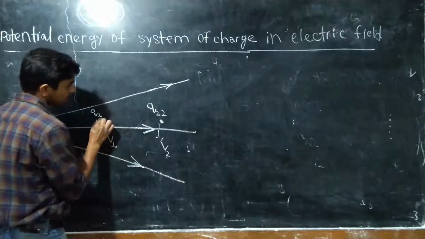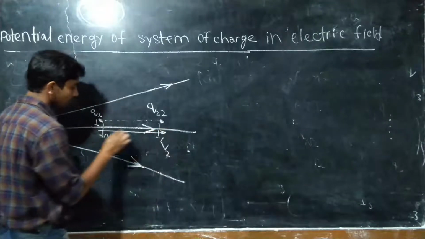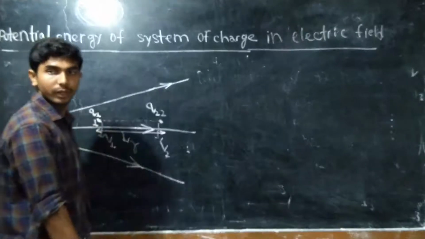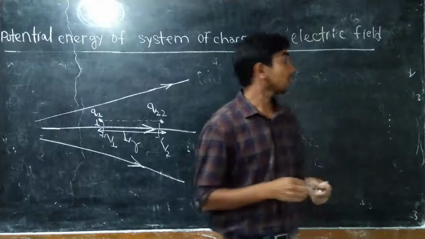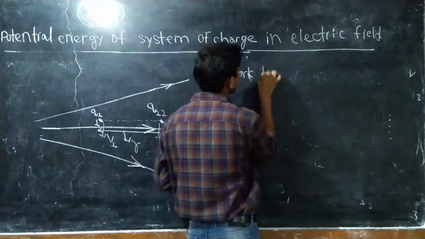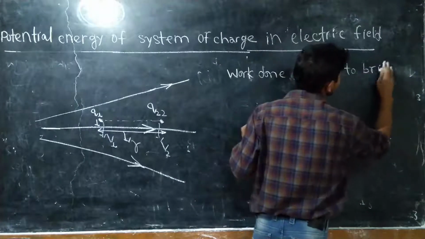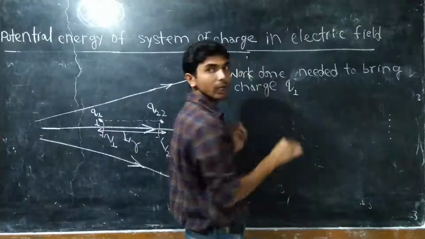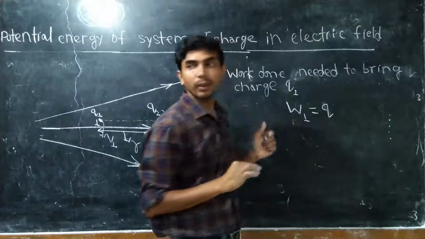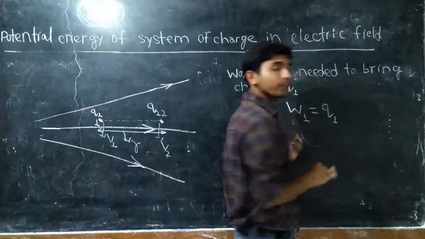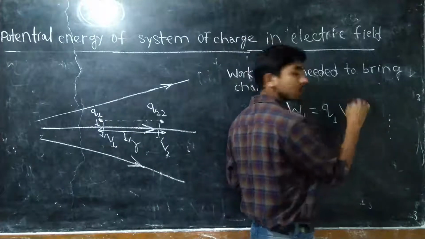One more thing you have to write. Suppose these two points are separated by a distance r. Now tell me how much work done is needed to bring charge Q1. So I am writing work done needed to bring charge Q1, and that is W1. That W1 is Q1 into the potential of point 1, that is V1, right?